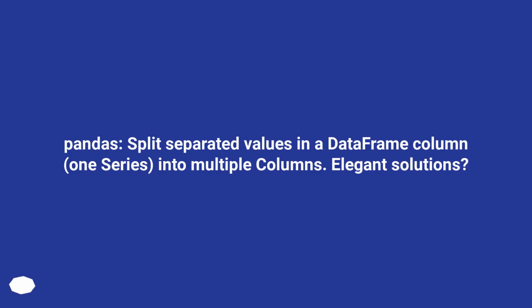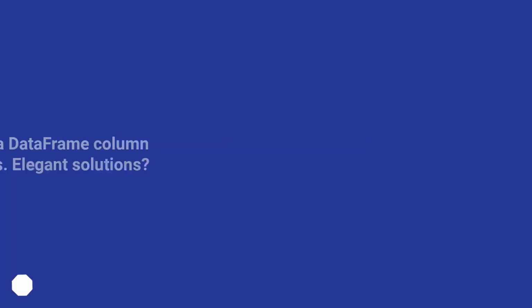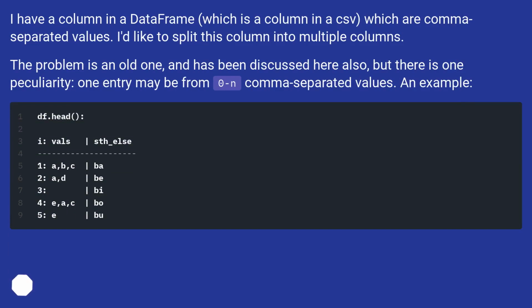Pandas, split separated values in a DataFrame column, one series, into multiple columns. Elegant solutions? I have a column in a DataFrame, which is a column in a CSV, which are comma-separated values. I'd like to split this column into multiple columns.